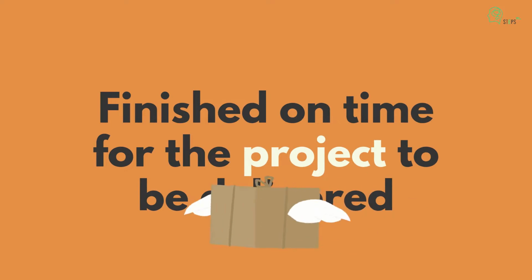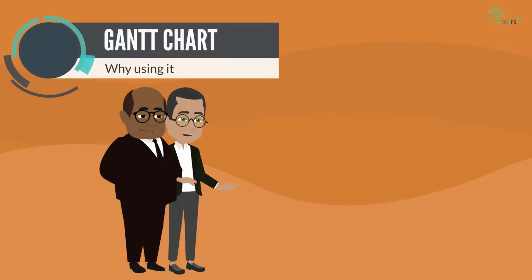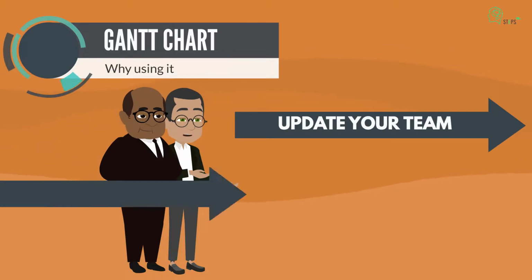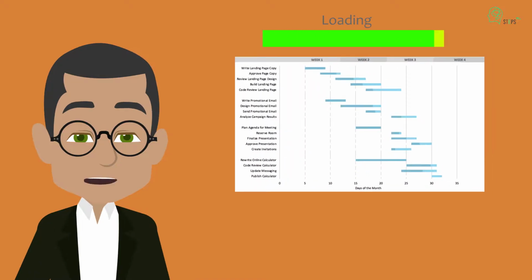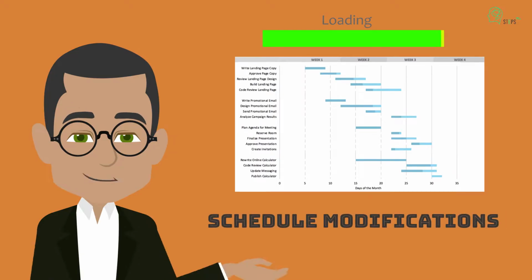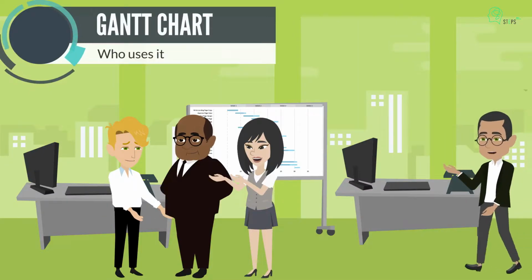Additionally, you may use them to locate the critical route, which is the order of jobs that must all be finished on time for the project to be delivered on schedule. They can also update your team and sponsors on your progress. For example, update the chart to reflect schedule modifications and their effects, or use it to signal the completion of important activities.